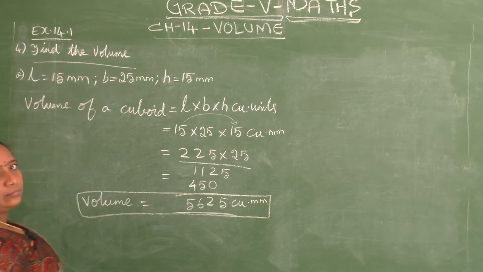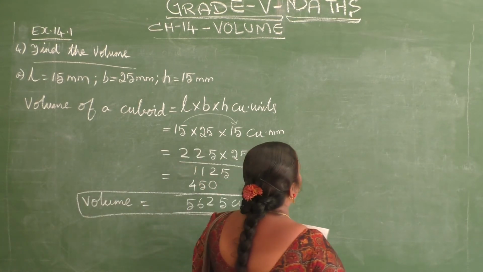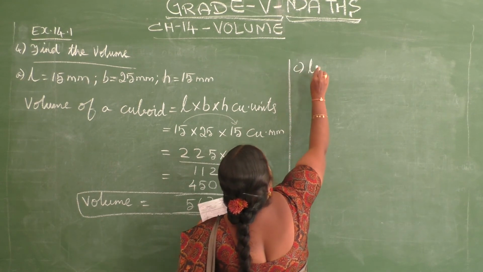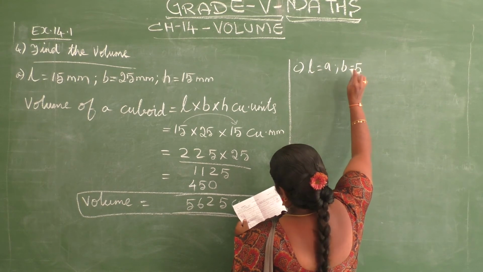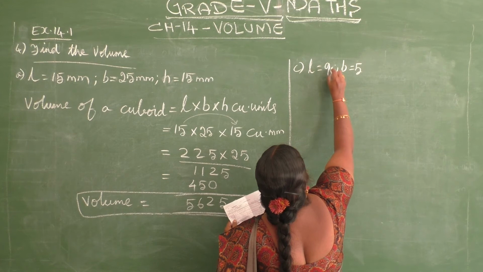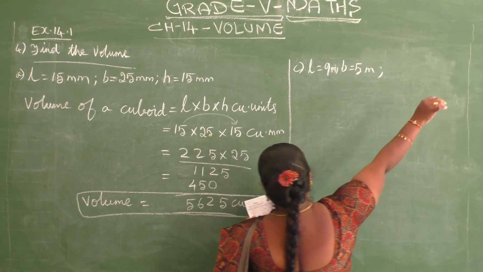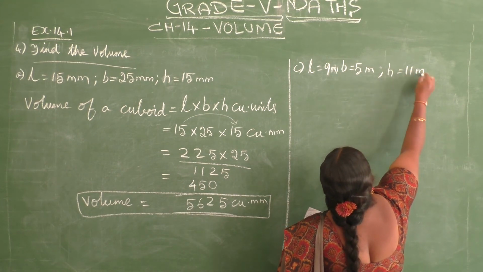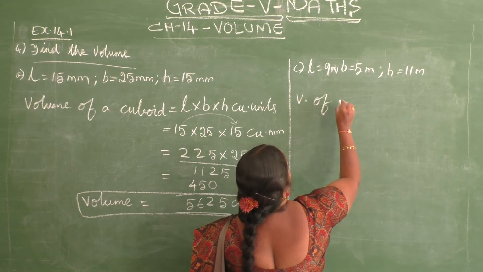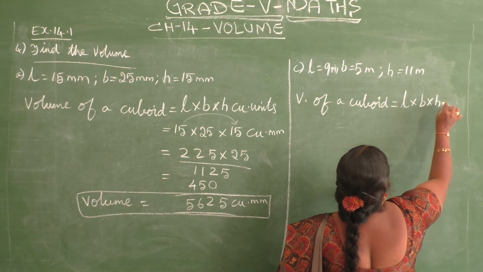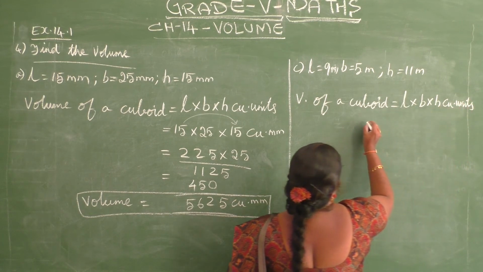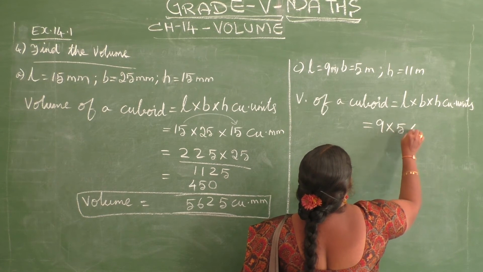Just you have to know the formula only. If you know the formula, you can find the volume easily. Then, in the same Roman, I am going to do C1, C sum. In the C sum the length they gave 9, then breadth 5, and one more thing, they gave the measurements in meter. 9 meter, 5 meter, then the height is 11 meter. So this is also volume of a cuboid. Volume of a cuboid is L into B into H cubic units. So length is 9 meter, breadth 5 meter, height 11 meter.